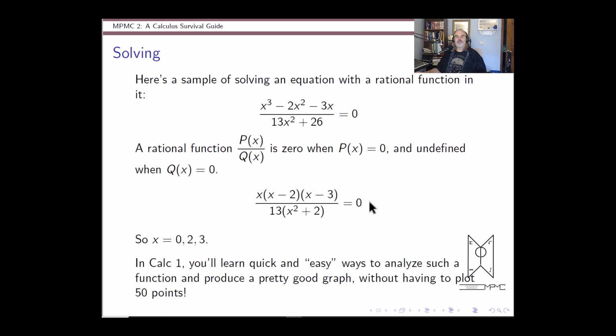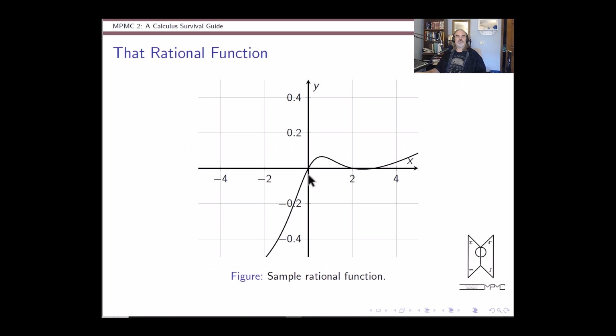Okay. Also in Calc 1, if you haven't gotten to it yet, you're going to get some pretty cool tools that will help you draw a nifty graph of this monstrosity of a function without breaking too much of a sweat. But it all starts here, right? It all starts finding the roots at 0, 2, and 3. And here's a graph of that function. So you can see the root there at 0, here at 2, and then here between 2 and 4 right there at 3.